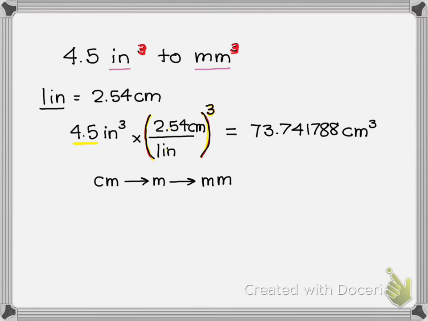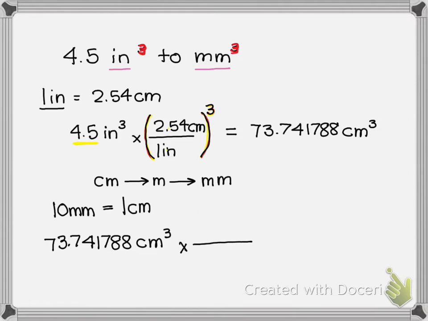But I know that there are 10 millimeters, those are the small lines when you look at the ruler, in 1 centimeter. So that's the relationship. Then I'm going to take this number that I just calculated. It's centimeters cubed, and again, since it's cubed, I'll set up the conversion factor the same. I'm going to need to put centimeters on the denominator so the centimeters cancel, and then the 10 millimeters on the numerator.